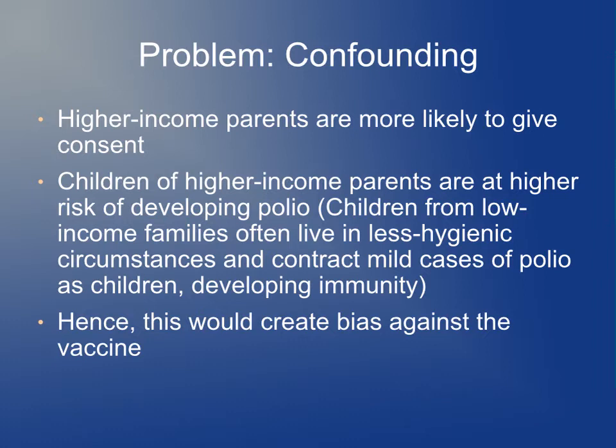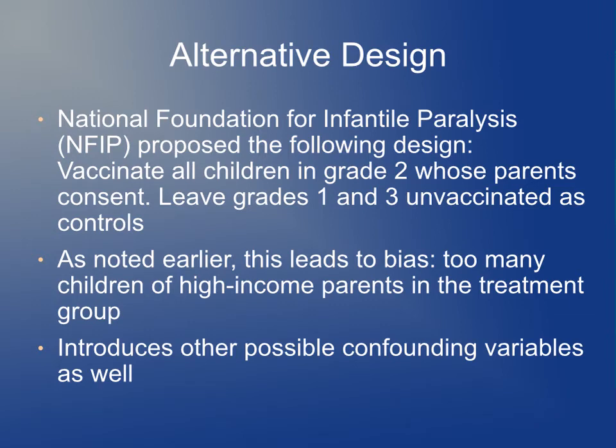And as it turns out, this experimental design isn't completely terrible. In fact, the National Foundation for Infantile Paralysis ended up using a variation of this design for the study that they conducted on this. Their design was the following: you vaccinate all second grade children whose parents give consent, and you leave first grade and third grade unvaccinated as controls. As I noted earlier, this can lead to bias, that you have too many children of high-income parents in the treatment group, and it potentially introduces other confounding variables as well.